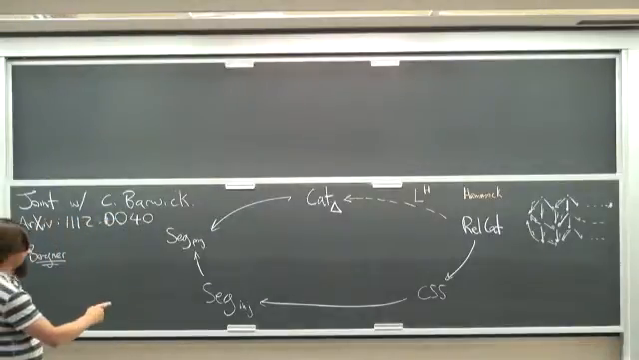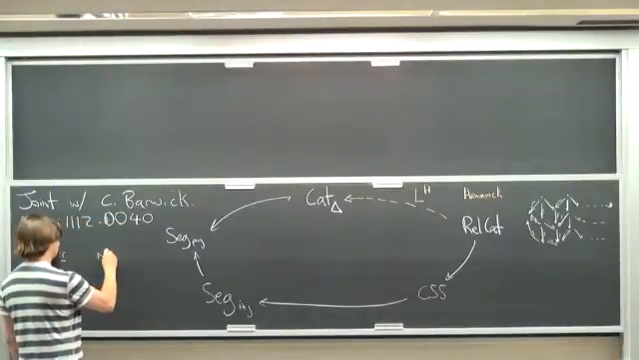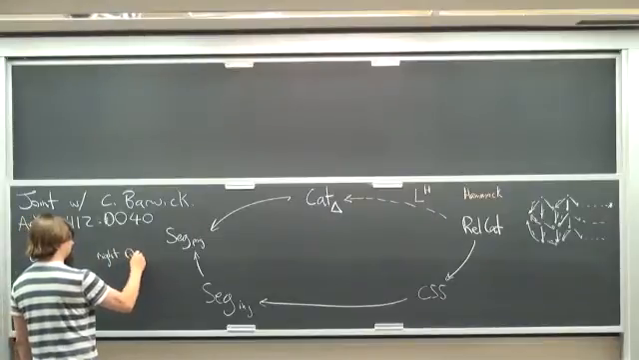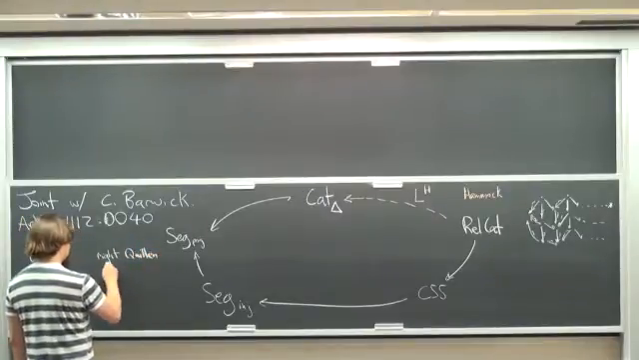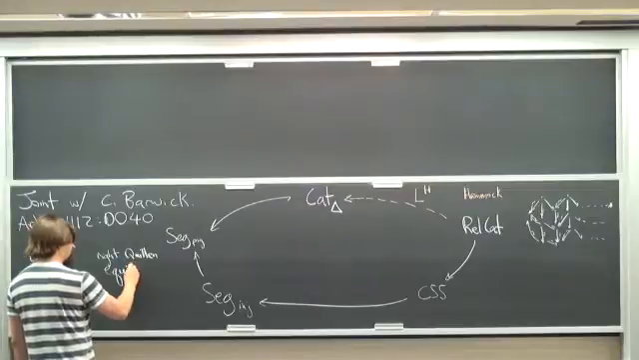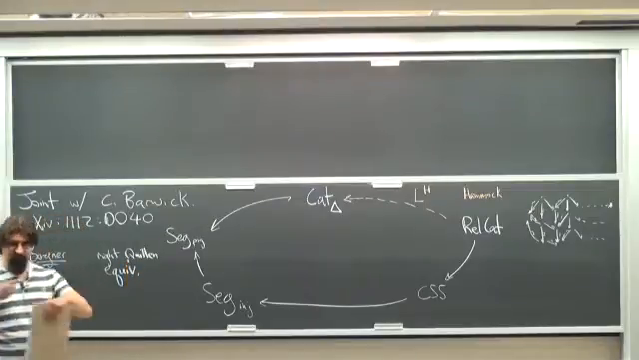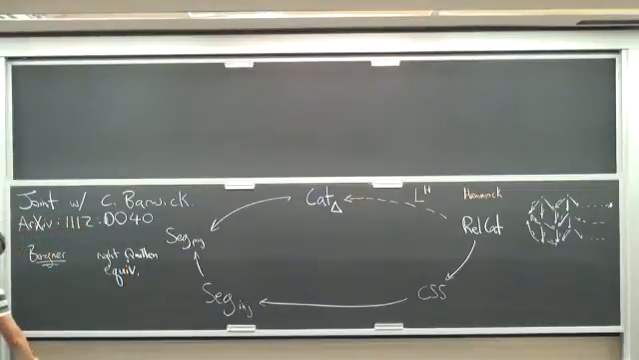So this is just a diagram of just the right Quillen equivalences. A Quillen equivalence has arrows in both directions. I'm just drawing one of the directions.